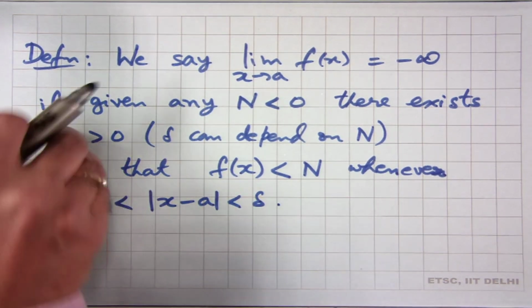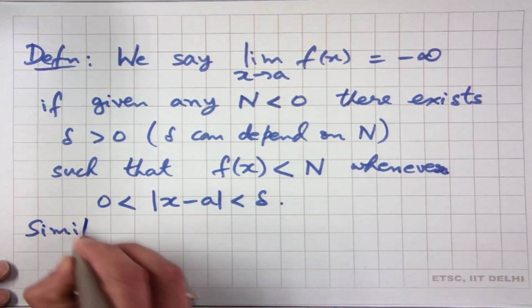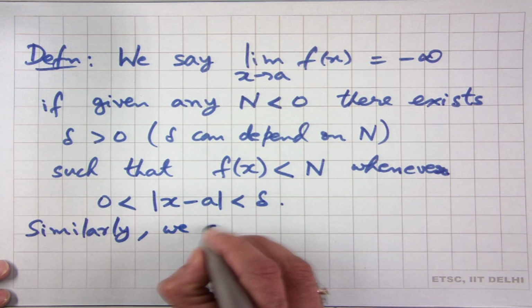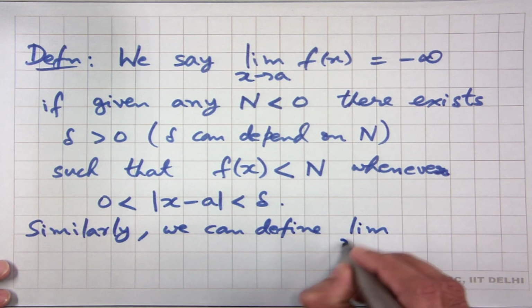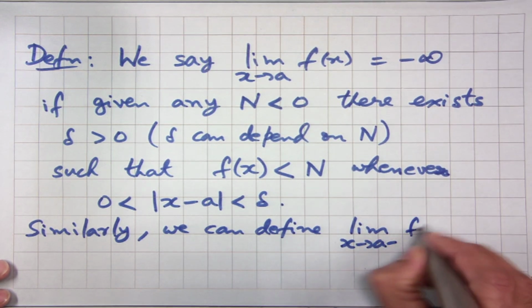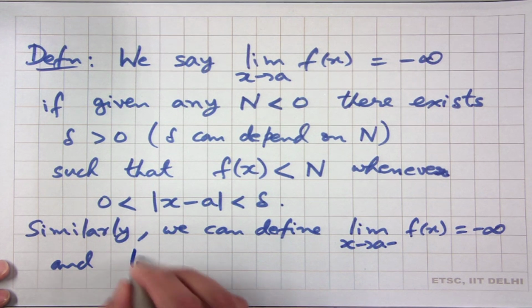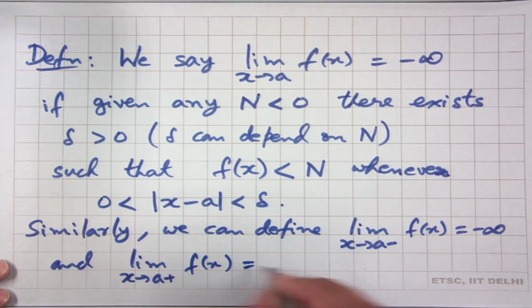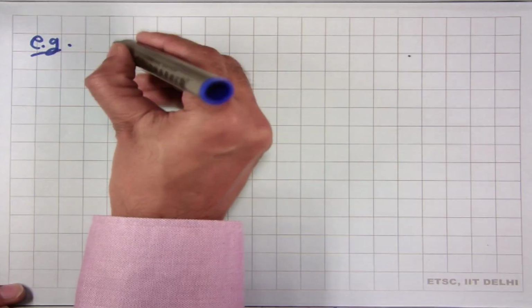So, similarly, we can define the left hand limit of f of x equal to minus infinity and the right hand limit of f of x to be equal to negative infinity. So, let us again look at the example f of x equal to 1 by x.